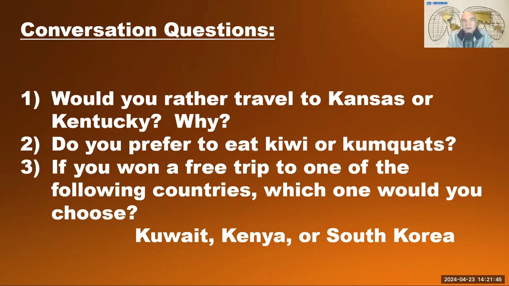So, first question I have for you all out there is a would you rather question. I'm asking about your preference. Would you rather travel to Kansas or Kentucky? Why? Kansas and Kentucky are two states here in the United States. And when I ask would you rather, I'm asking what your preference is. What is your preference to travel to Kansas or to Kentucky?